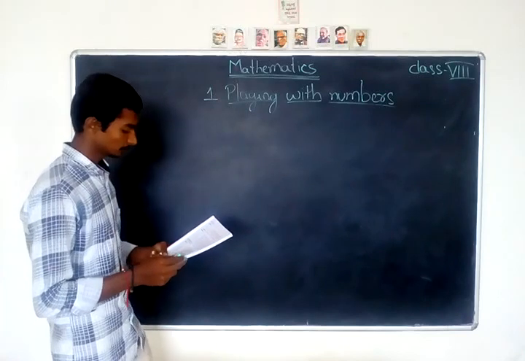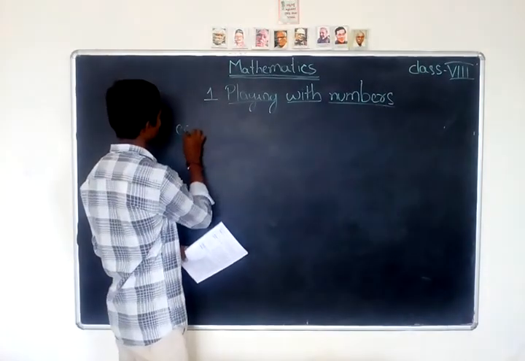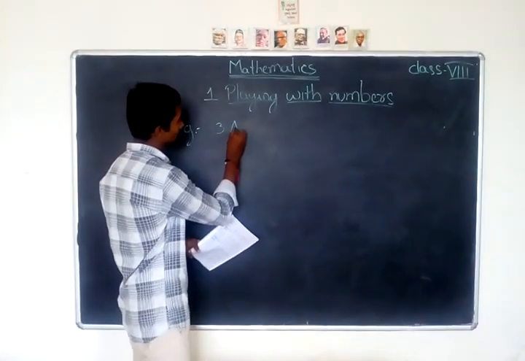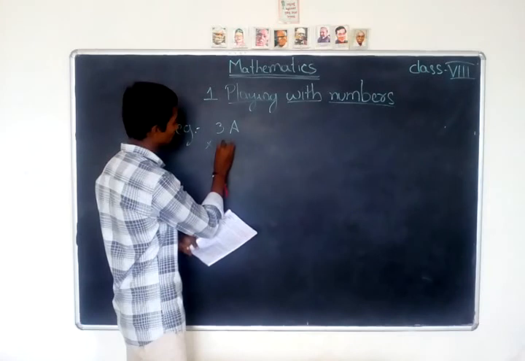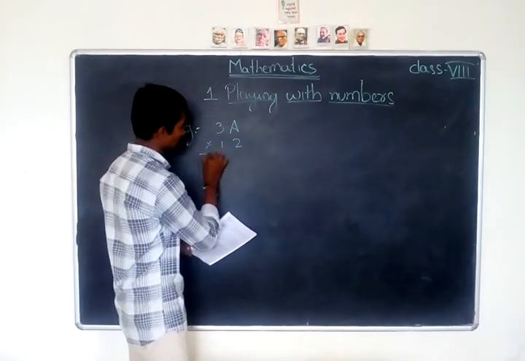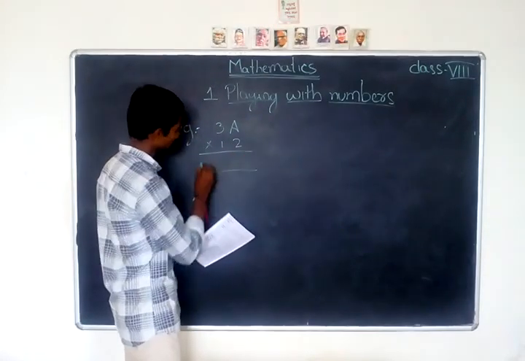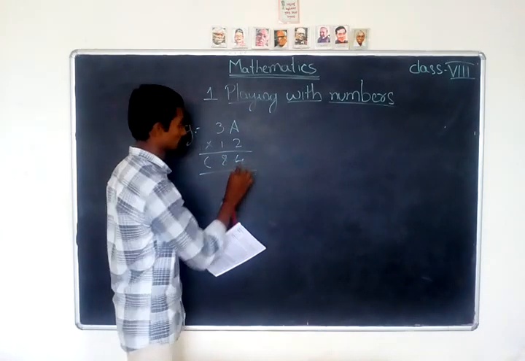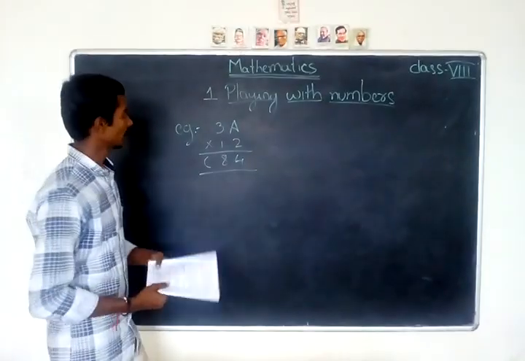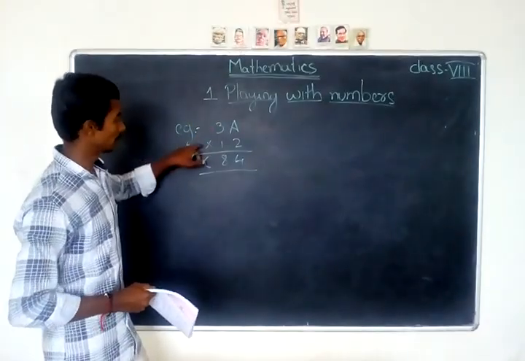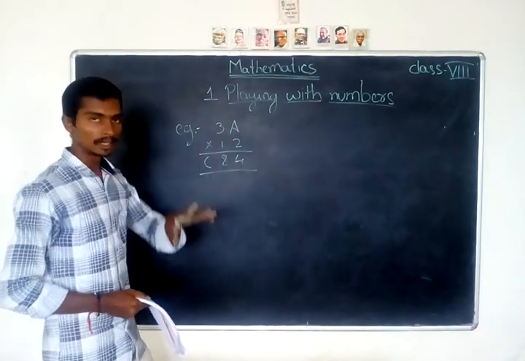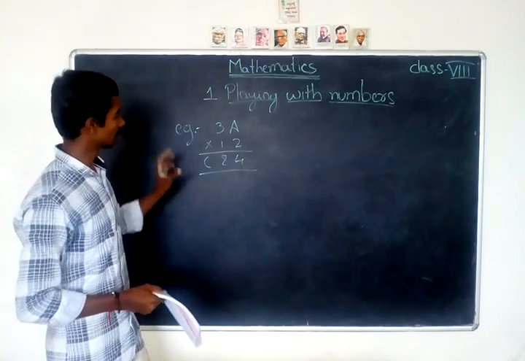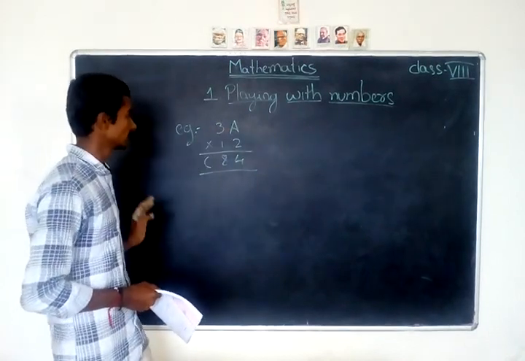Here is given an example: 3A into 12 is equal to C84. Okay, in this case there is multiplication. A has some value and C has some value. What are they? We don't know. So let us find the values of A and C.